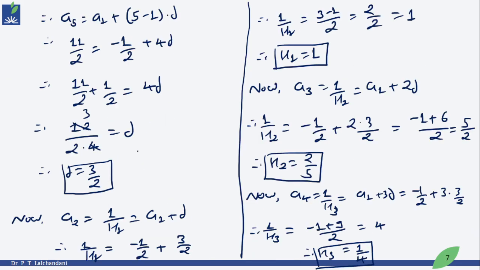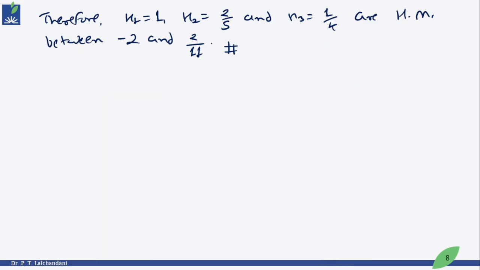Using this formula, we find out the value of consecutive difference. Once we get the value of d, we know that a2 is equal to a1 plus d. So we get the value of 1 upon h1, and taking reciprocal, we are getting the value of h1. Similarly, using the formula for a3 and a4, we are having the value of h2 and h3 respectively. Right? So this is your answer. Okay. So I think the solution is clear to you.